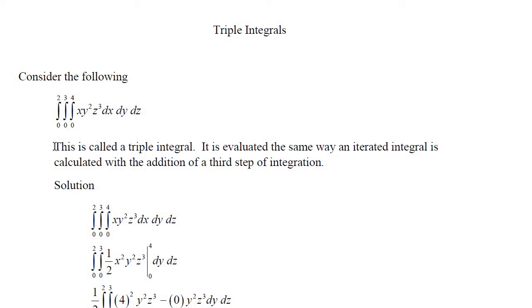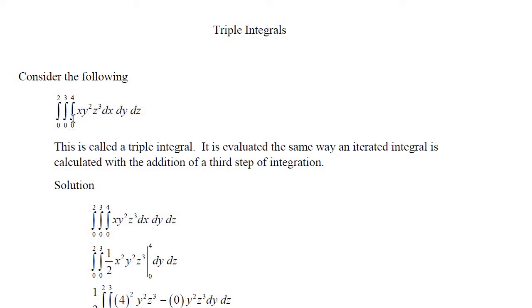Now, if you remember with your iterated integrals, the integration represented an area on the xy plane. Well, this now represents a volume, a shape in xyz space. So if you were to plot this, this is actually going to be a rectangle. So, not a rectangle, this is a rectangular solid.